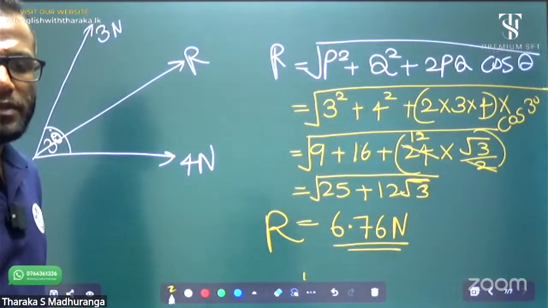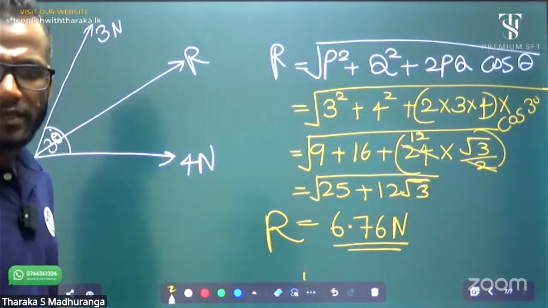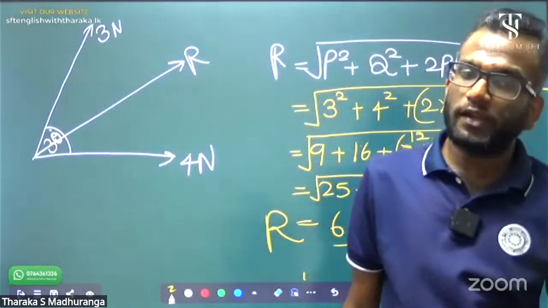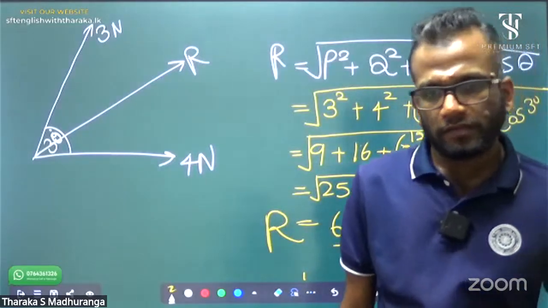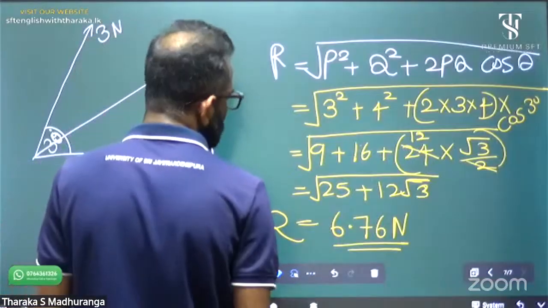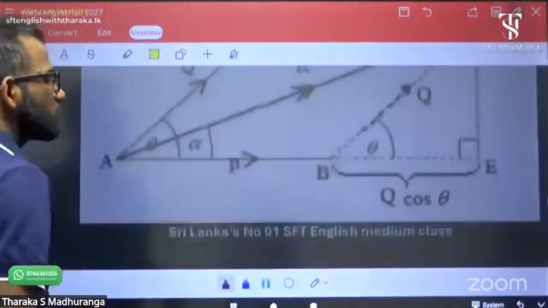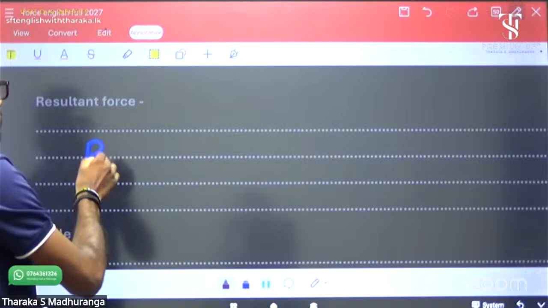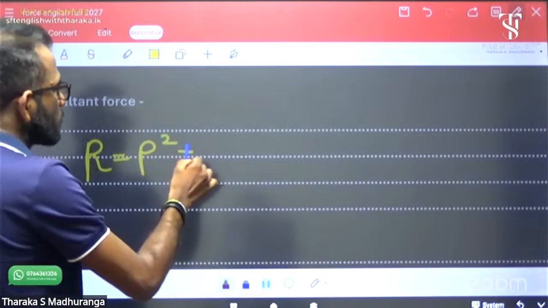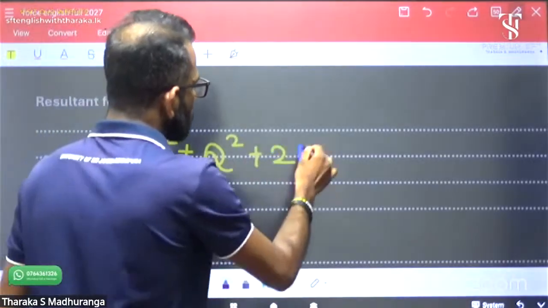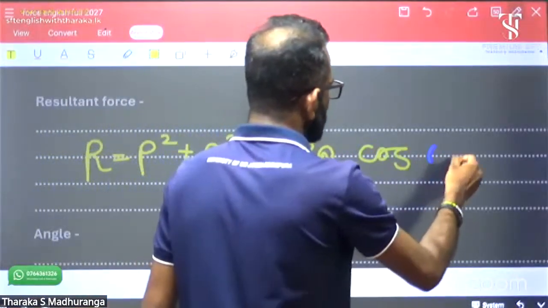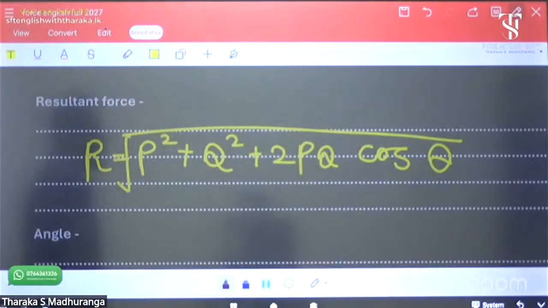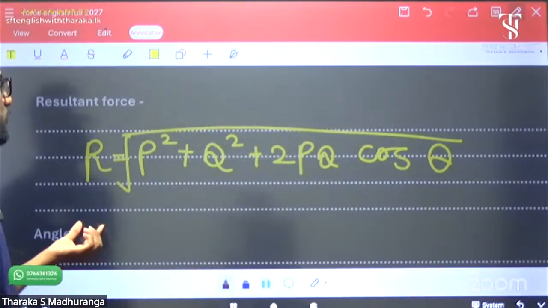Magnitude of the resultant force. Now, magnitude okay. Now, how to find the direction? Same. Okay, before that, let's complete the tube. Resultant force magnitude, you can calculate R equal square root of P squared plus Q squared plus 2PQ cos theta. You can write down that.